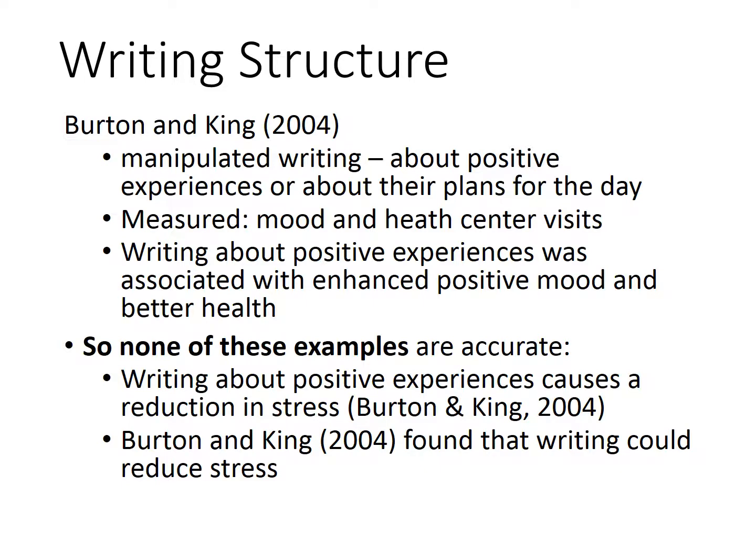To write about that information accurately, we need to make sure the sentence structure gives the correct impression about the variables included in the study. For example, we know Burton and King manipulated writing, measured mood and health center visits, and found that writing about positive experiences was associated with enhanced positive mood and better health. The statements at the bottom of the slide do not accurately represent those variables and results. The first example is written as a statement of fact that gives the impression that the Burton study measured stress, but it didn't. The second example has the same issue.